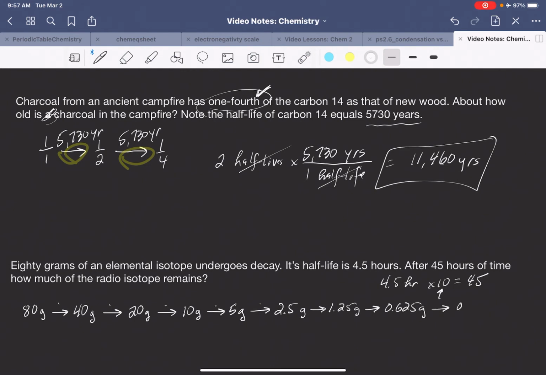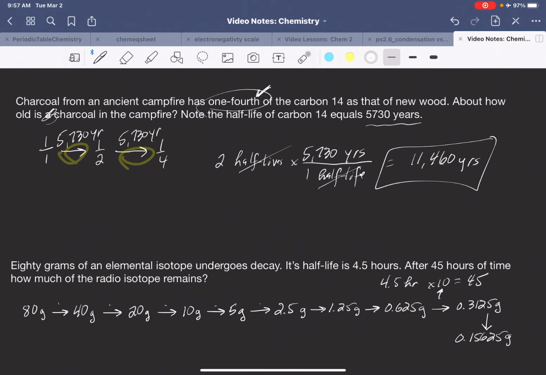Half of that would be 0.3125 grams. And I'm just going to bring this down. All right, 0.3125 grams. Half of that would be 0.15625 grams. Nothing to memorize. Literally just put it in your calculator, hit divided by 2 each time, press enter.